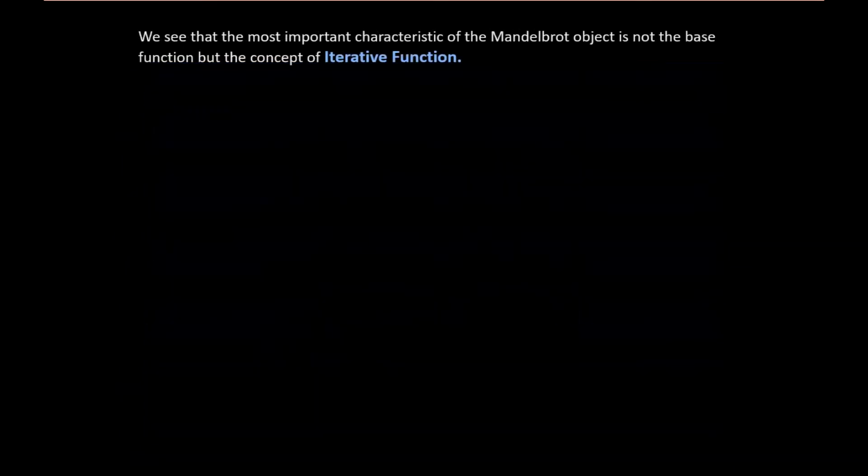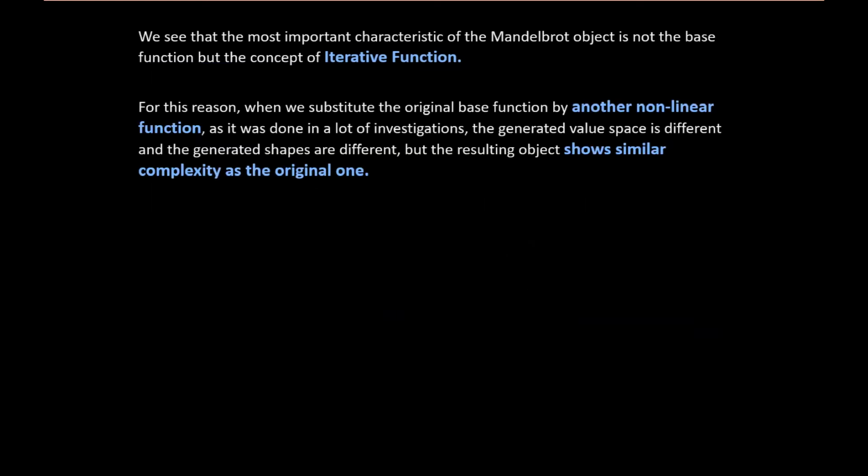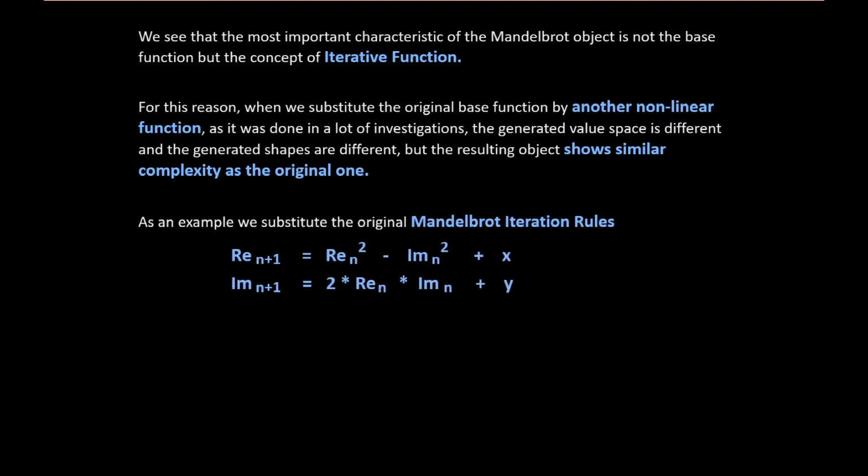We see that the most important characteristic of the Mandelbrot object is not the base function but the concept of iterative function. For this reason, when we substitute the original base function by another nonlinear function, as was done in a lot of investigations, the generated value space is different and the generated shapes are different, but the resulting object shows similar complexity as the original one. As an example, we substitute the original Mandelbrot iteration rules by the following rules.